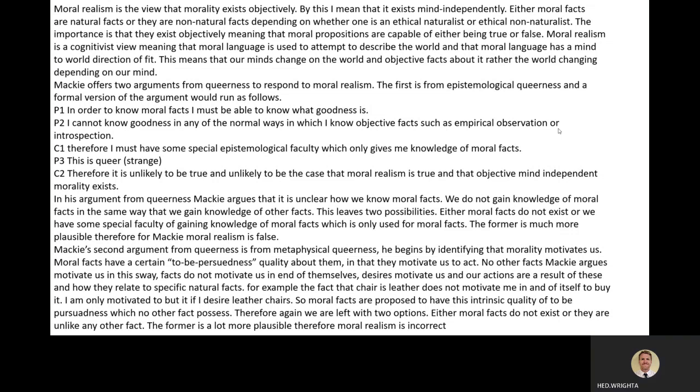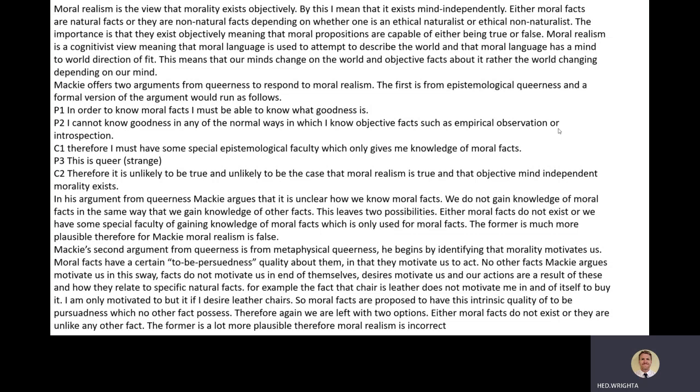Now, the spellings have not detracted from the meaning of the answer. Have they answered the two-part question? They've explained what moral realism is. Yes, they have. Have they argued the two arguments from queerness? Yes, they have. They've done it in a formal way for epistemological queerness.